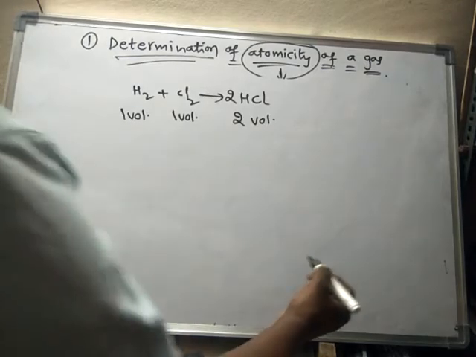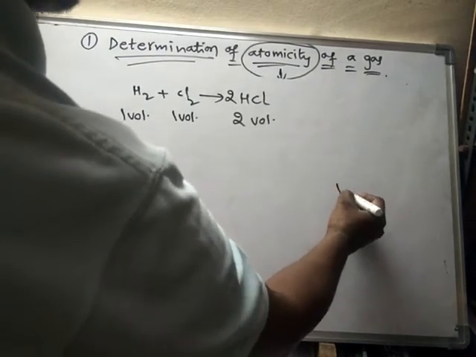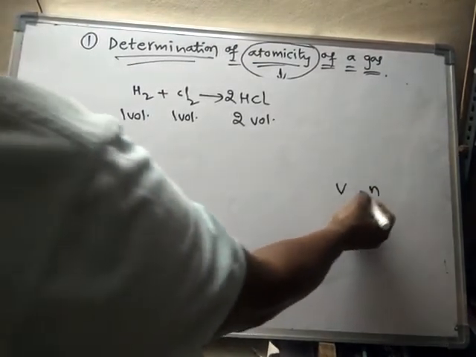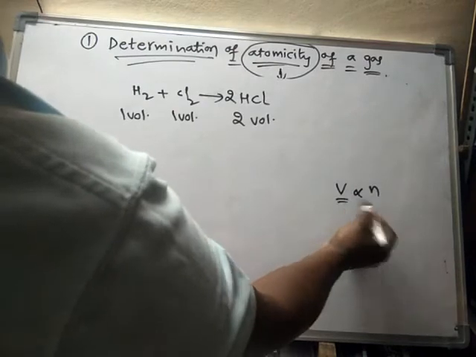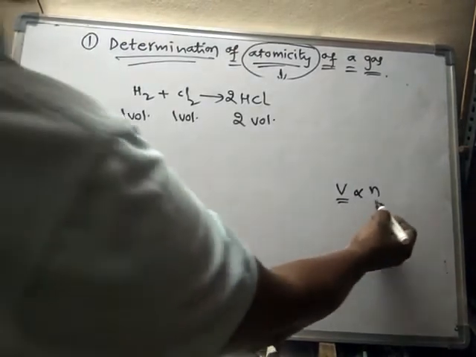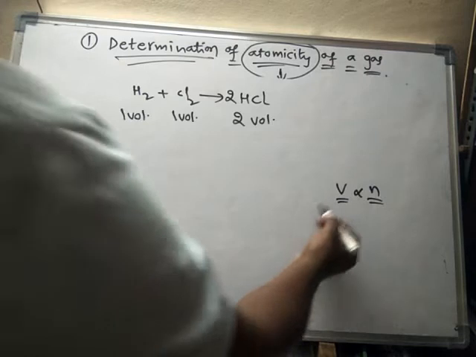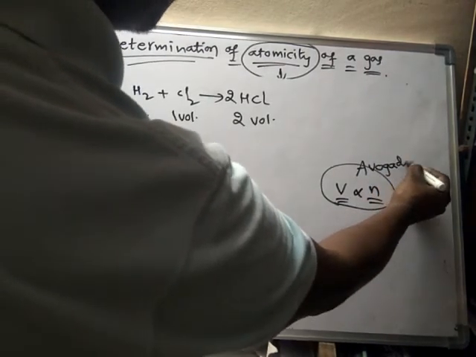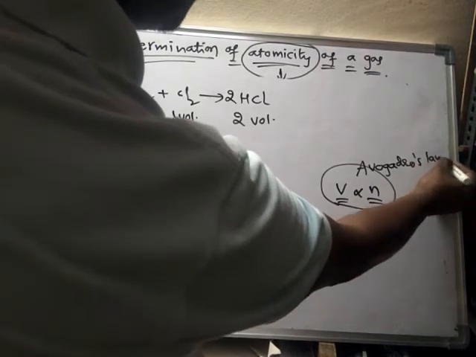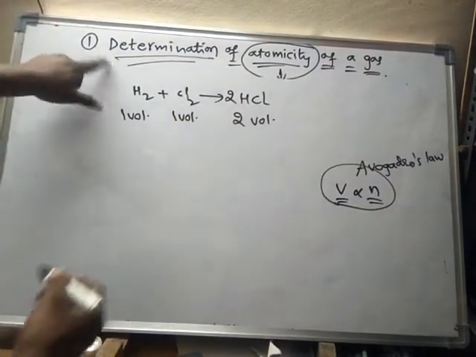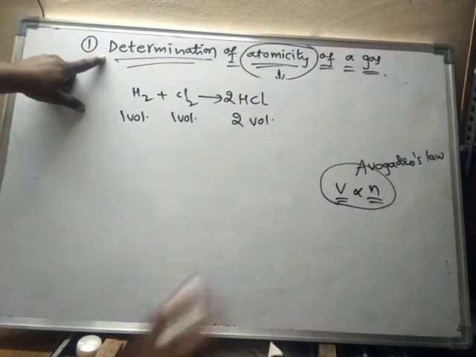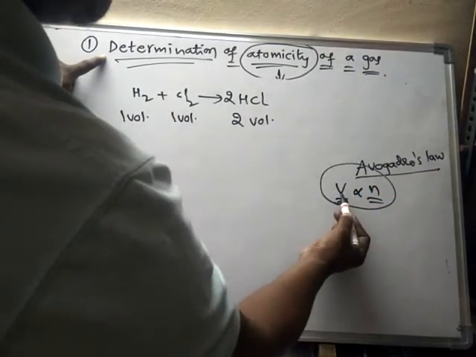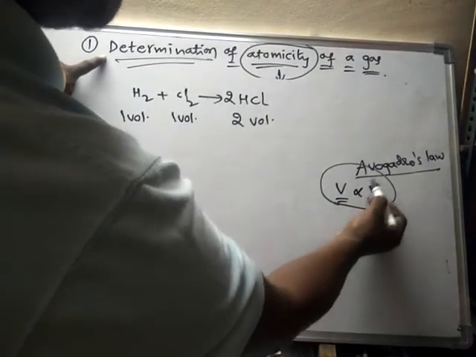So what is Avogadro's law? Avogadro's law says that equal volumes of all gases contain equal numbers of molecules. That means V is directly proportional to N. So according to this law, this is one of the applications of Avogadro's law. We are learning the applications of Avogadro's law.